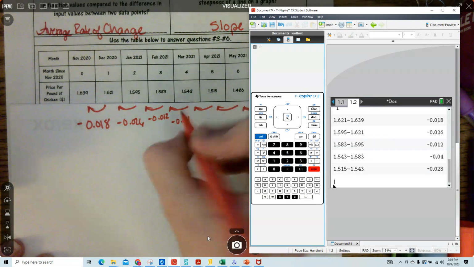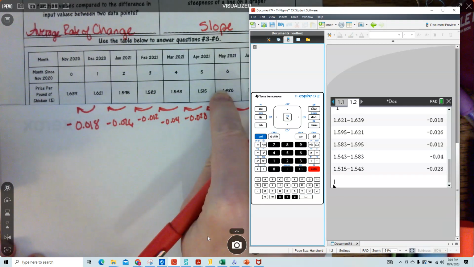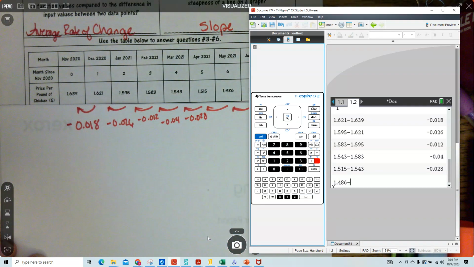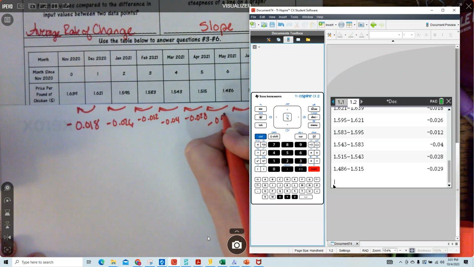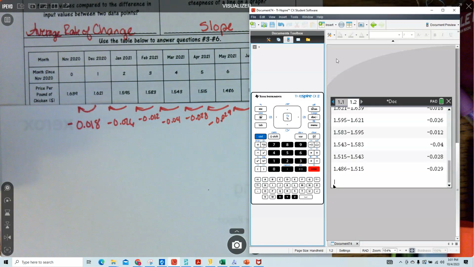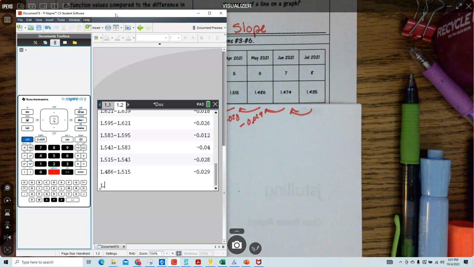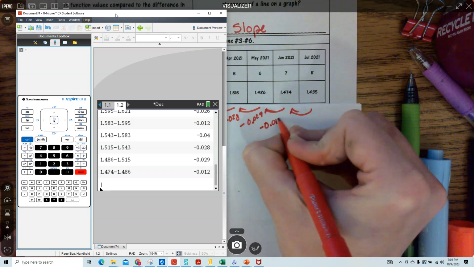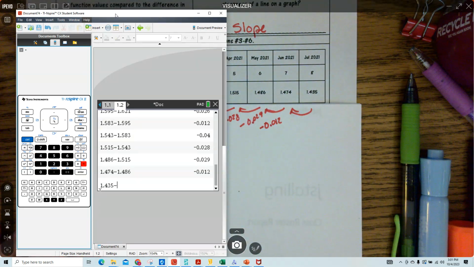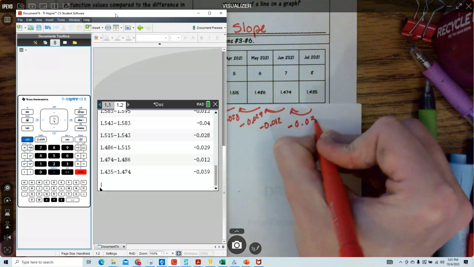I should have done this ahead of time and just had these values for you. Didn't plan very well. All right, kind of getting where you can't see. 1.486 minus 1.515, negative 0.029. Move this calculator over. And then the last two, 1.474 minus 1.486, negative 0.012. 0.435 minus 1.474 is negative 0.039.